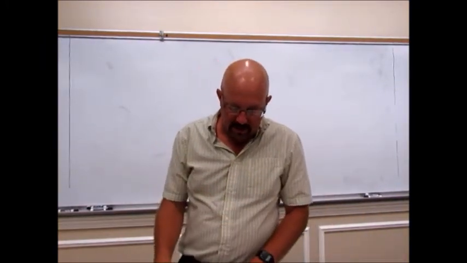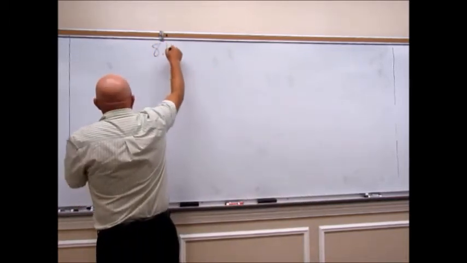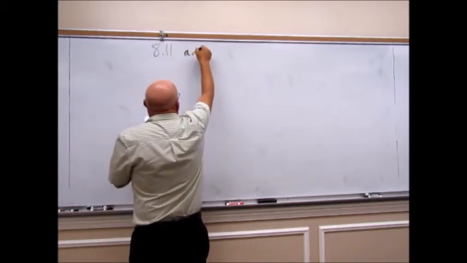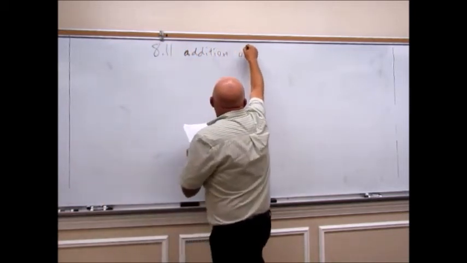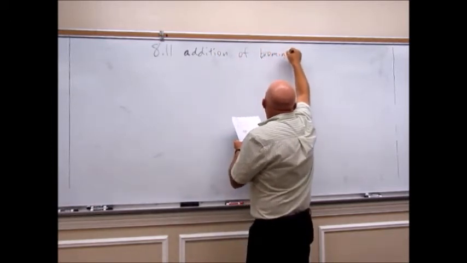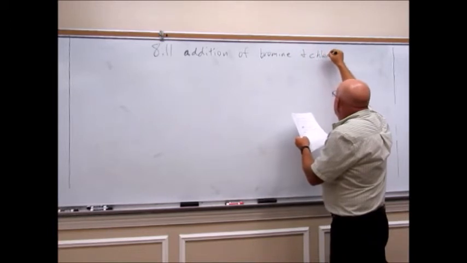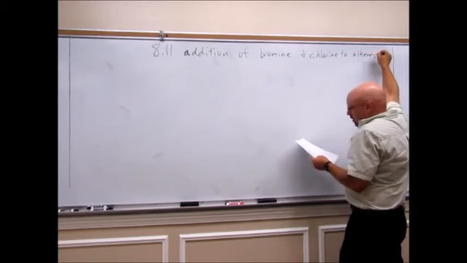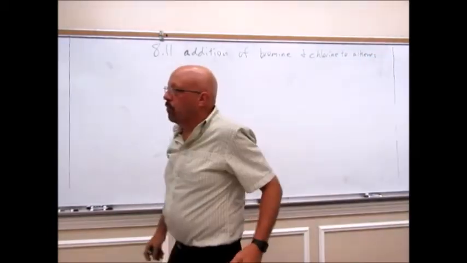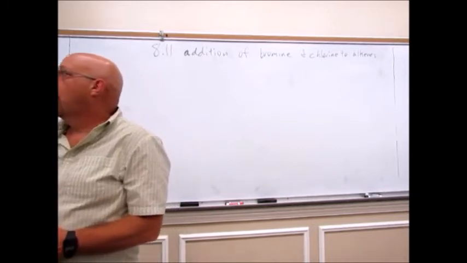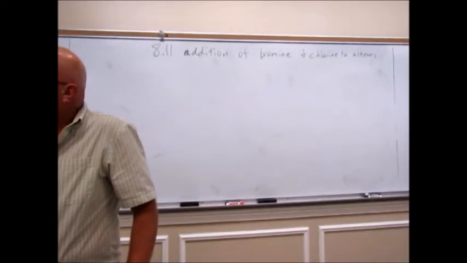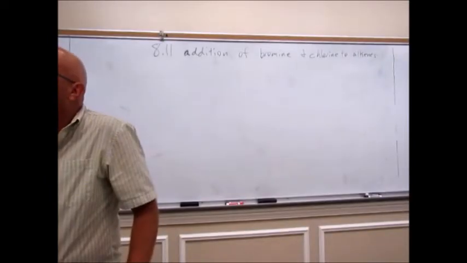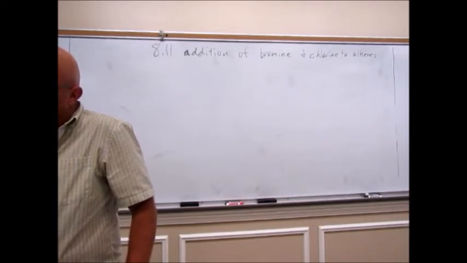So we're going to begin today by looking at the addition of bromine and chlorine to alkenes. And we're only going to do bromine and chlorine of the halogens. Those are the two most reactive. Well, not the most reactive. Fluorine is the most reactive, actually.